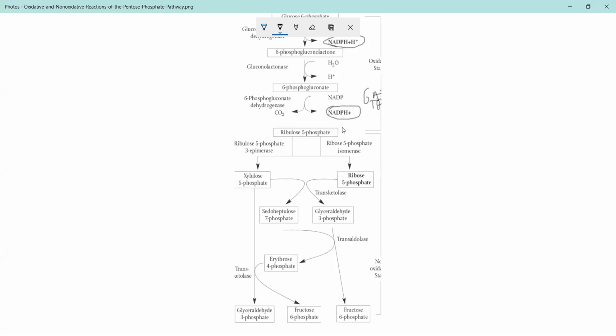That is how you will get 6 molecules of ATP along with 2 molecules of fructose 6-phosphate at the end here, and a single molecule of glyceraldehyde 3-phosphate. Okay, that is HMP shunt pathway.